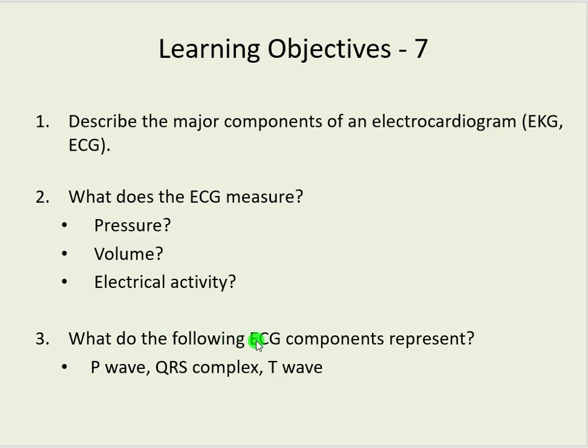And then what do the following ECG components represent? And these are the big ones, big things that we see. And that is the P wave, the QRS complex, and the T wave. Okay, so let's get into it.